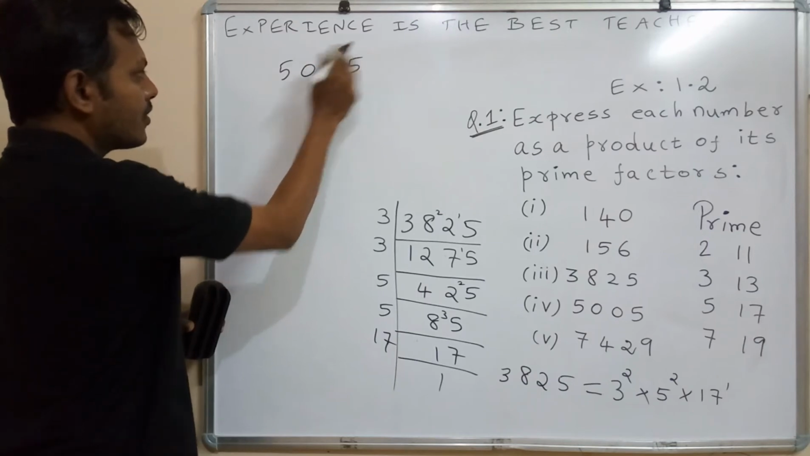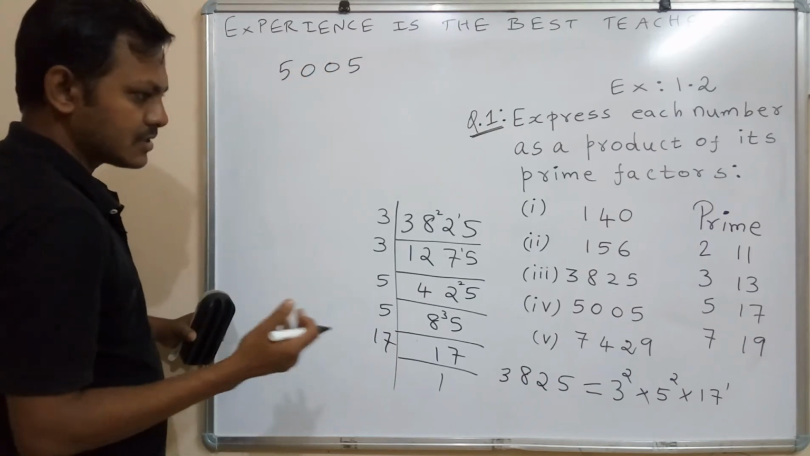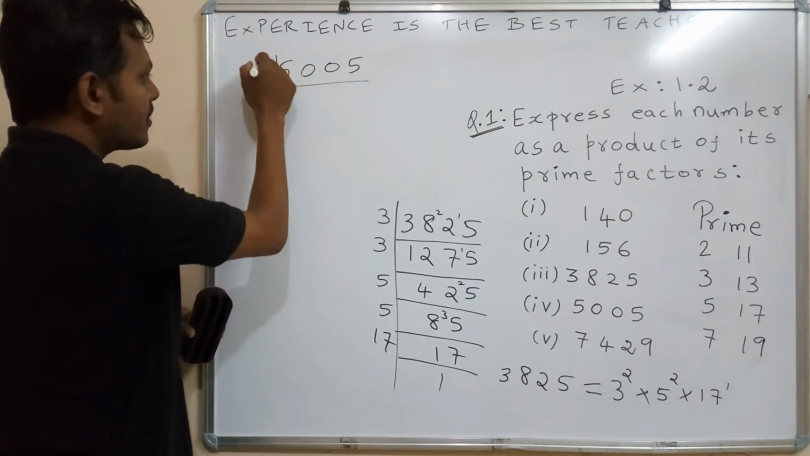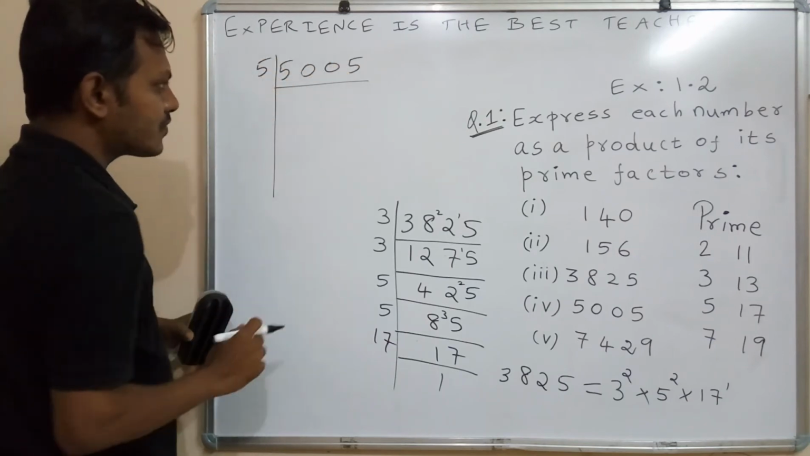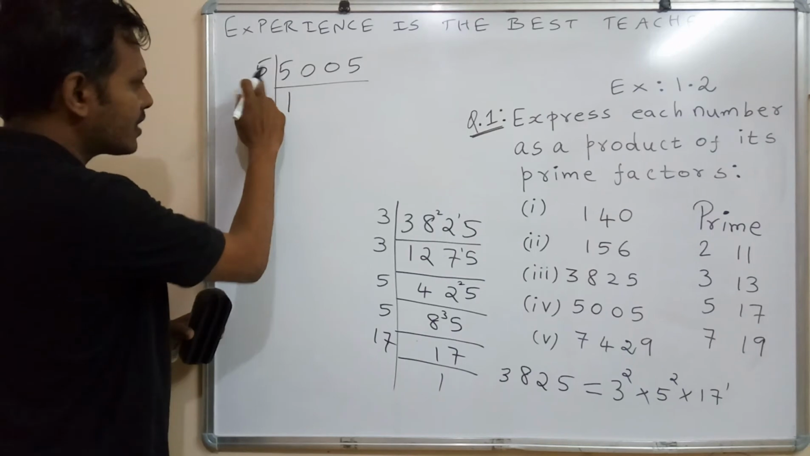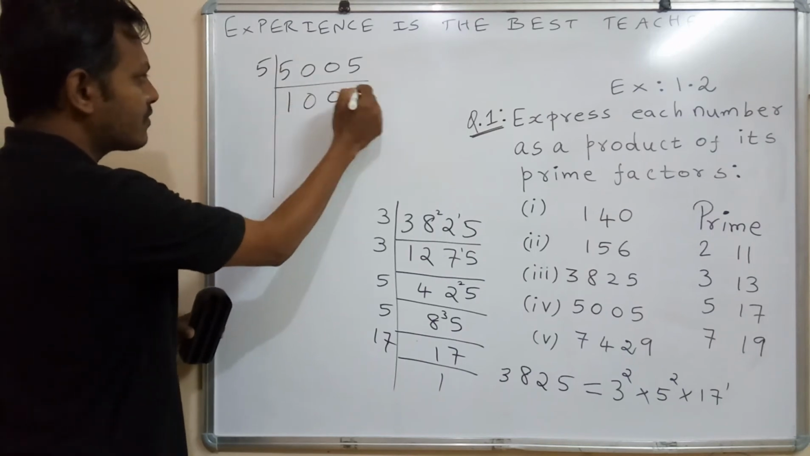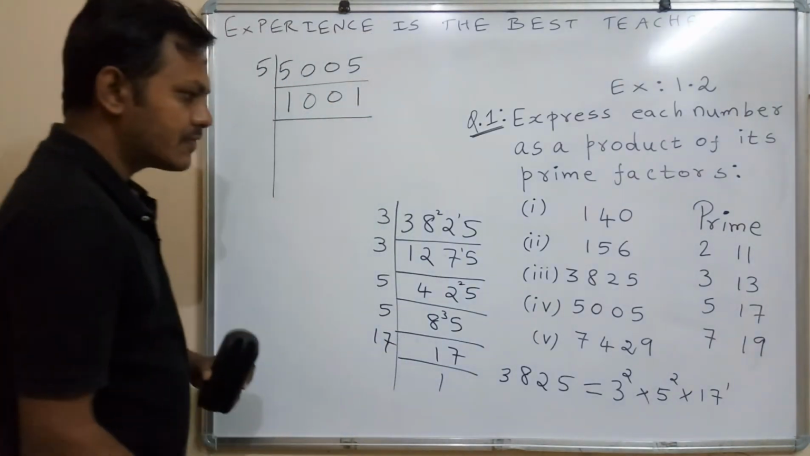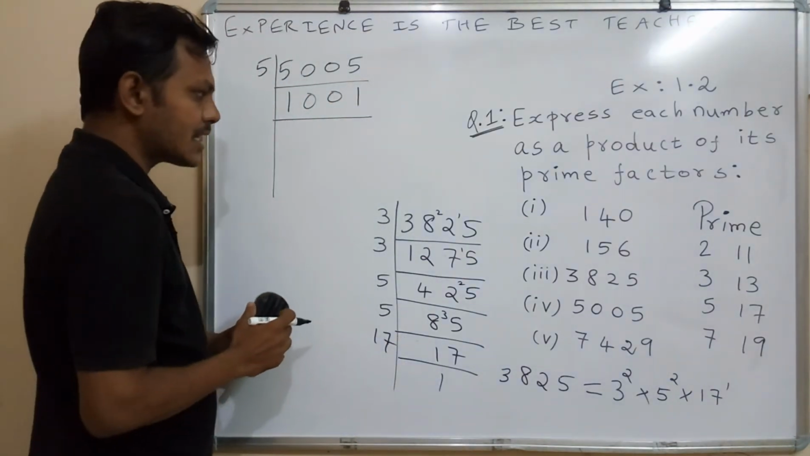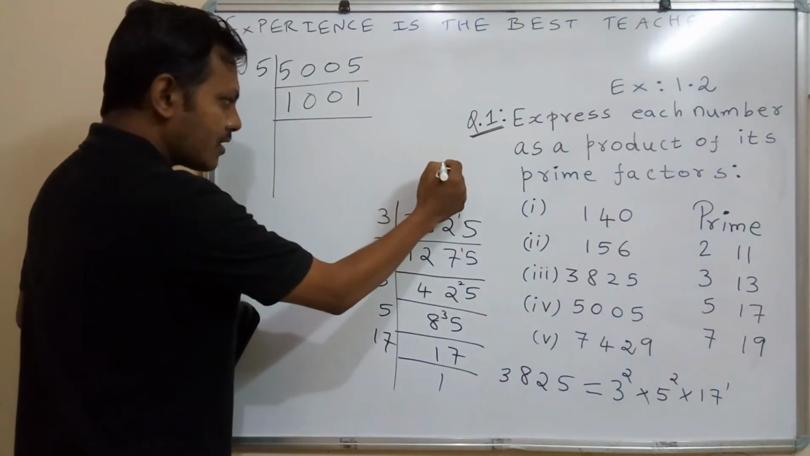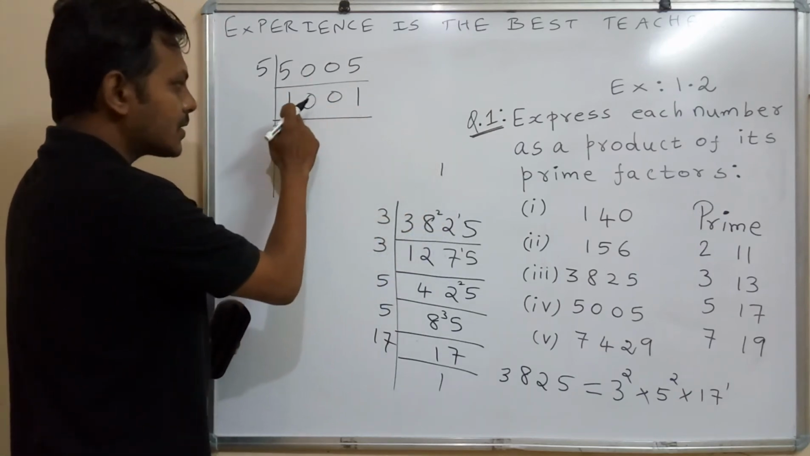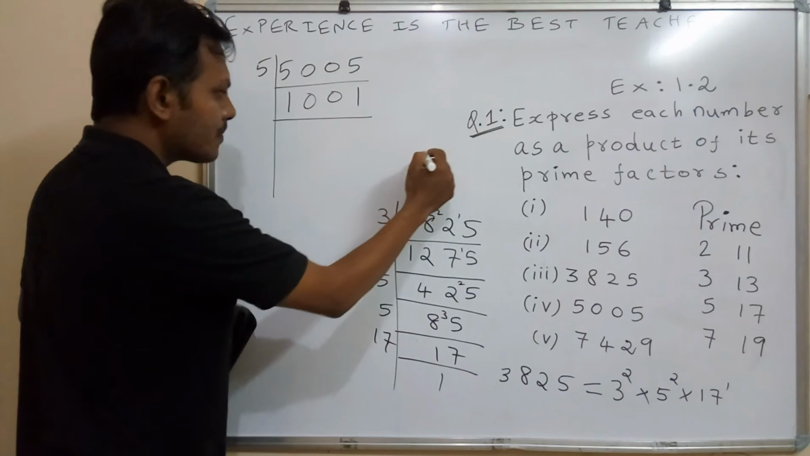5005: 5 plus 5, 10. So 10 will not come in 3 table. 5 table we can use because the unit place is 5. So 5 ones are 5, 0, 0, 5 ones are 5. The next prime number is 7. So the divisibility rule for number 7 is subtract last digit from the rest of the number. Here the last digit is 1. Subtract it from the rest of the number, 100.